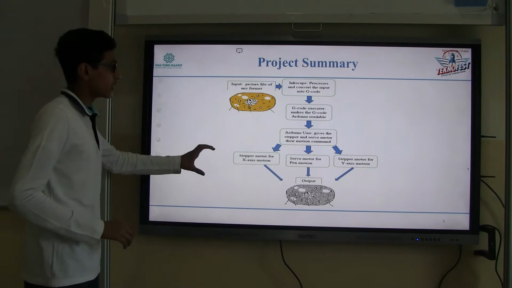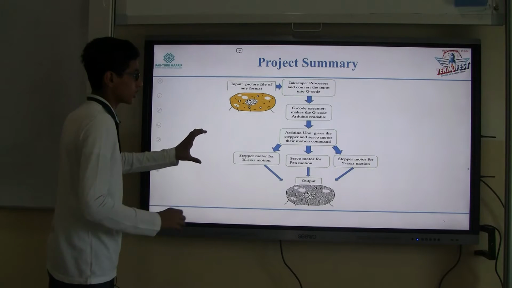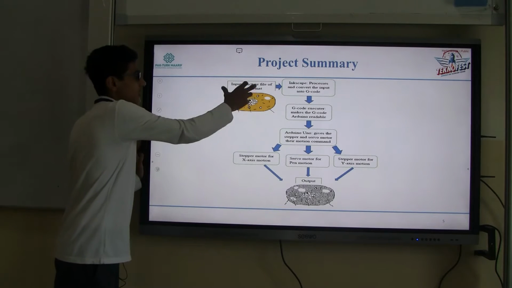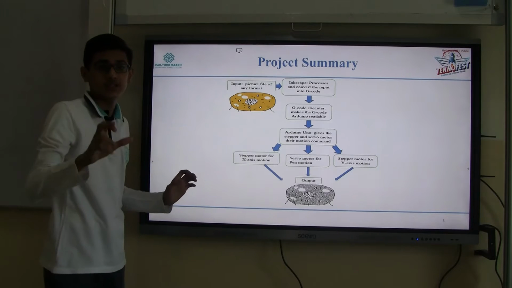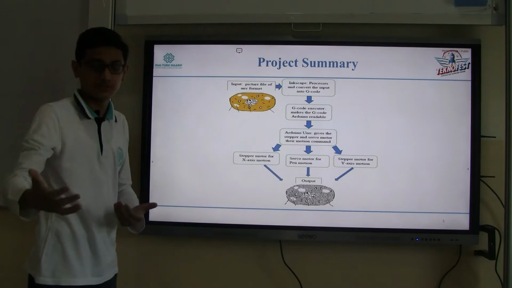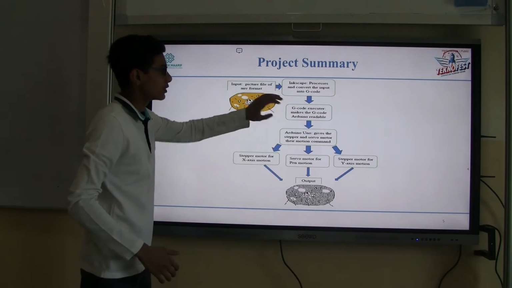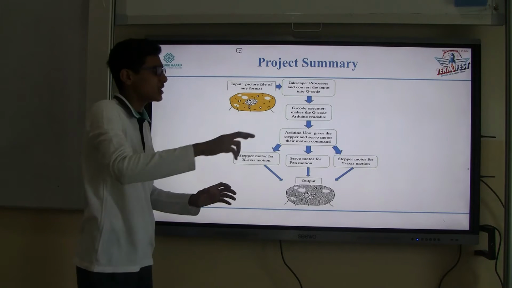This is the flowsheet diagram showing how my project would work. It's a summary of it. This would be the input picture that we will put in the Michelangelo software that we talked about first. And then comes the role of Inkscape. It processes and converts the input into G-code.